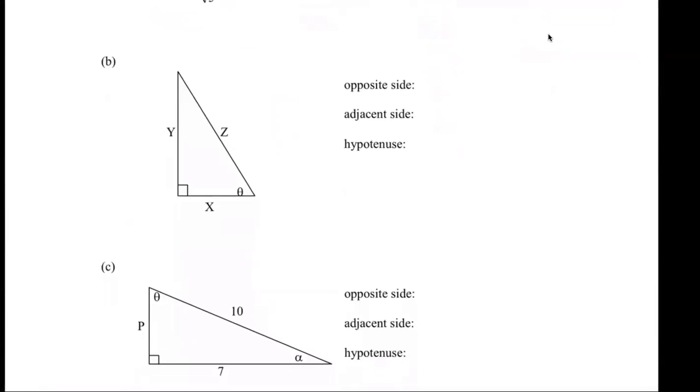Part B, this is angle theta. The opposite side is the one that's further away, which is y. The adjacent side is the one that's close by, which is x, and the hypotenuse is the longest side, which is z.